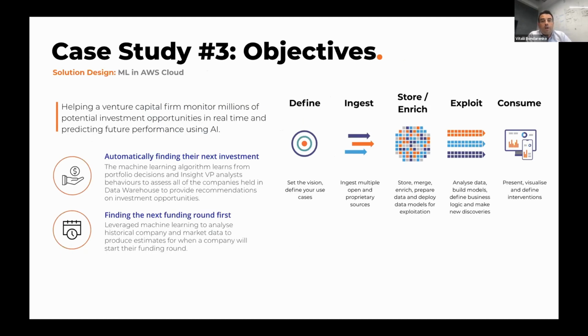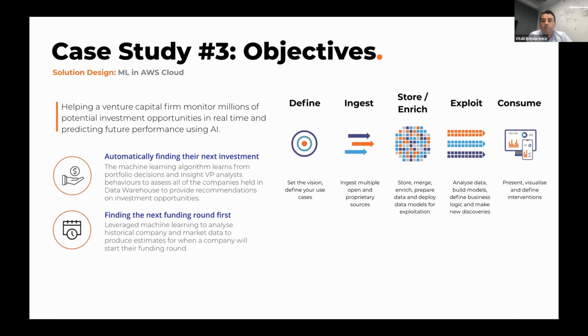And the last case I'd like to talk about is a data science platform in AWS. So it's a venture capital company, actually, as a client, and they wanted to monitor millions of potential investments in the internet, and decide whether an investment would be more efficient.